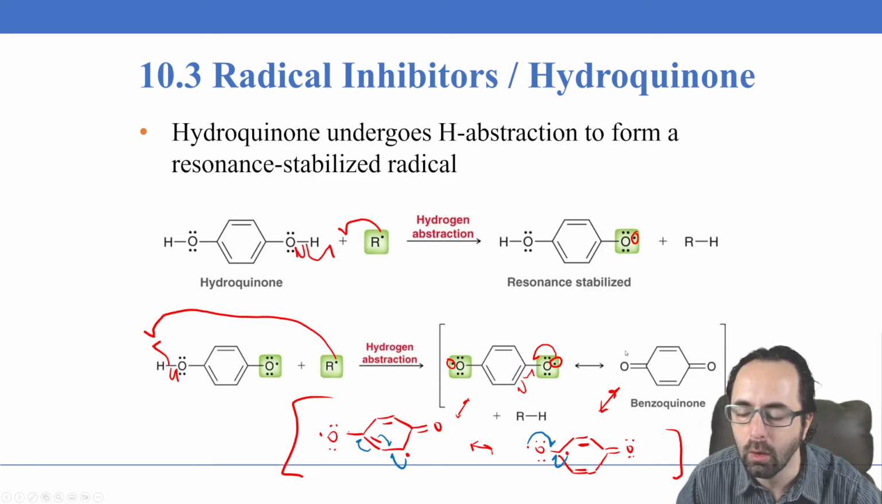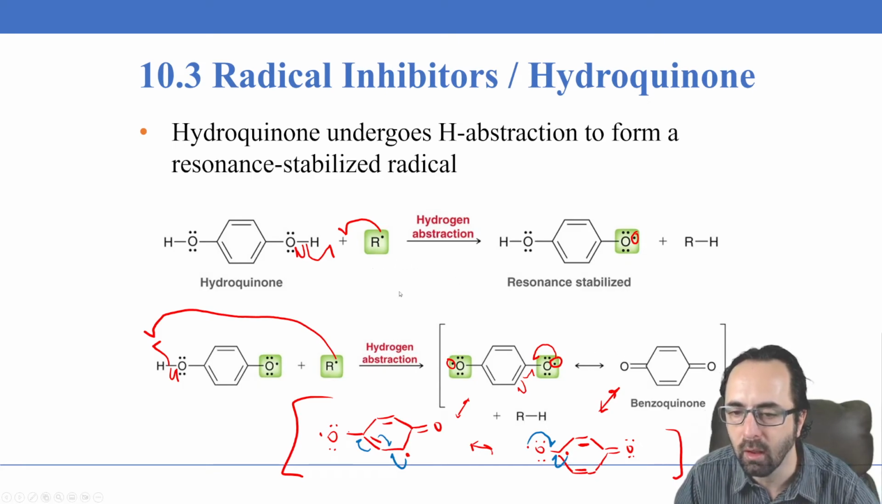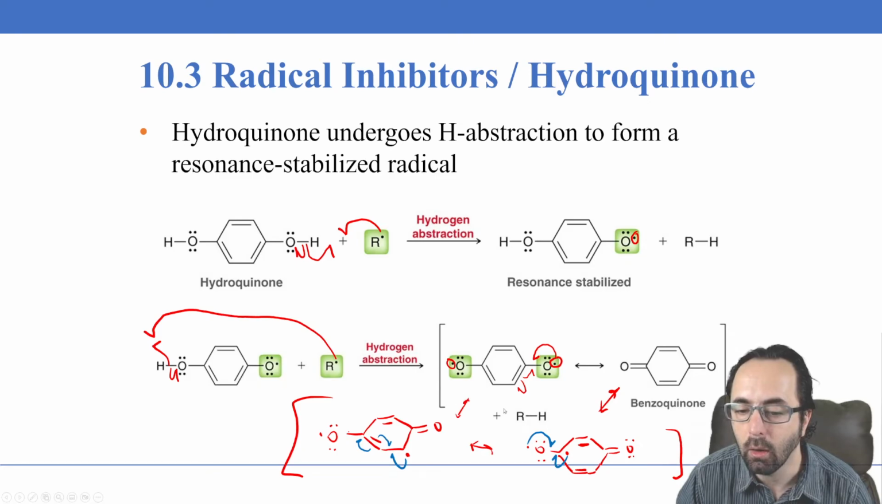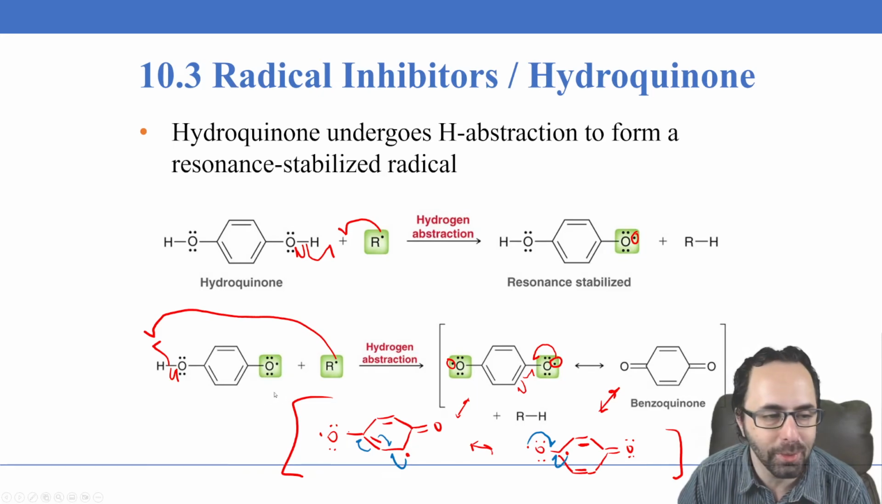And so that's how these radical quenchers, or radical inhibitors, as they're also called, will get rid of radicals, and that's how they function in the body as well. These various antioxidant molecules, they react with radicals and get rid of them, so that those radicals do not react with your very valuable human body part molecules like your DNA.